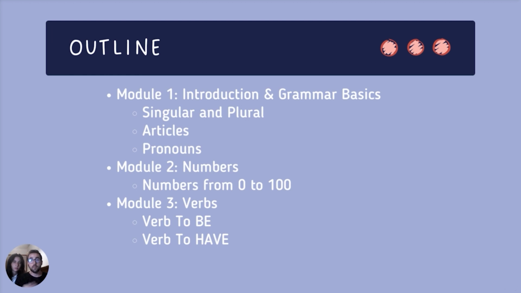Then the second module is about numbers, from 0 to 100. You're going to learn how to construct and manipulate numbers, how to read them correctly, and how to pronounce them correctly in Italian. The third module is about verbs. In particular, we have covered the main verbs, the verb to be and the verb to have. So you're going to learn how to work on them and how to create sentences using the verb to be and the verb to have.